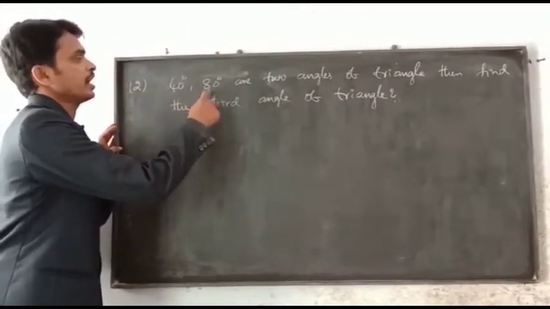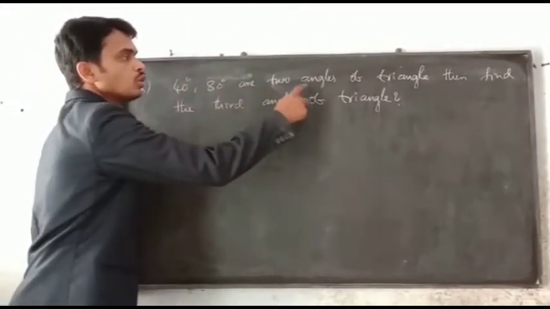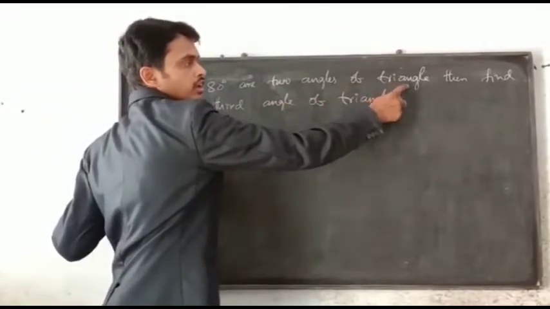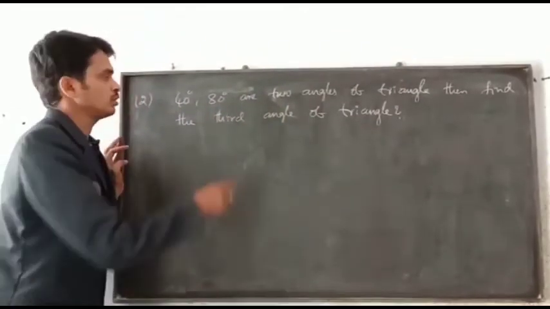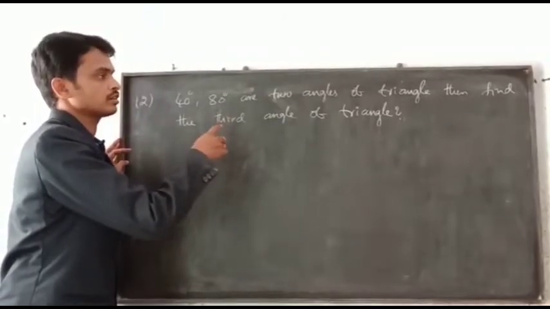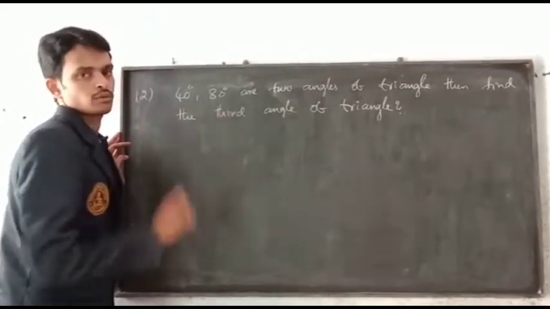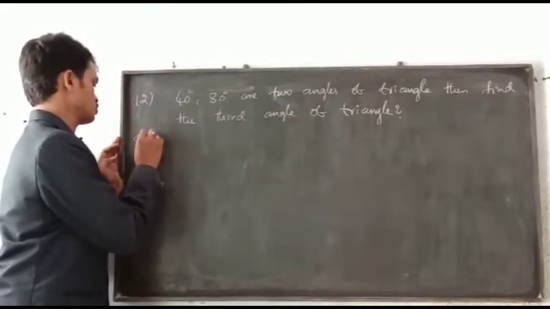40 degrees, 80 degrees are 2 angles of a triangle. Then find the 3rd angle of the triangle. This type of problem I will give in 4 more problems. So now, the solution.